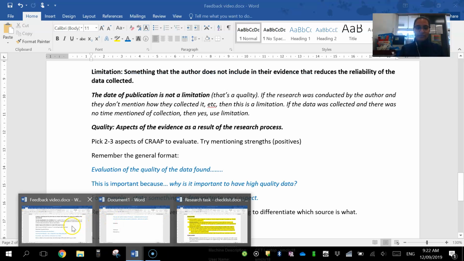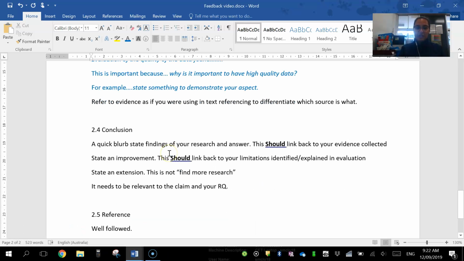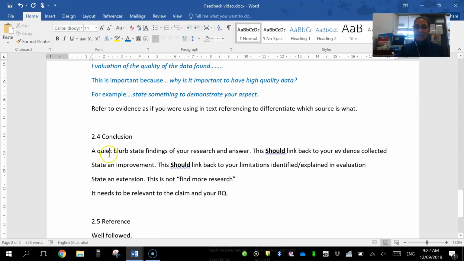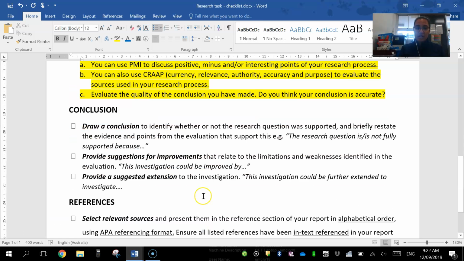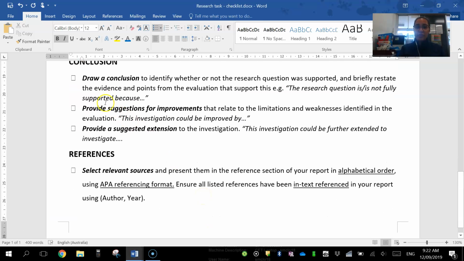Next one, conclusion. Okay, this is a quick blurb of your findings. This again, so if you have a look here in your research task, draw a conclusion. They're the 3 things that you need to include. Now, a couple of you are doing this and not doing these other things. So please make sure that you are getting all 3, because this conclusion is what you are assessed on. It's like a part of your ISMG.